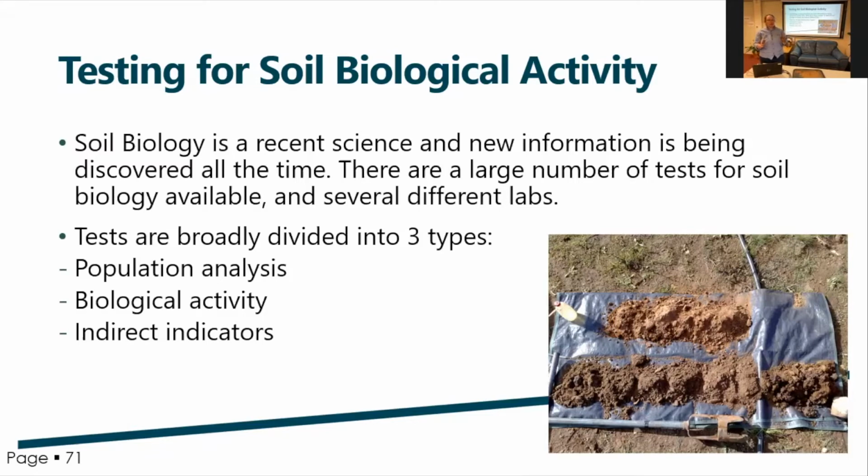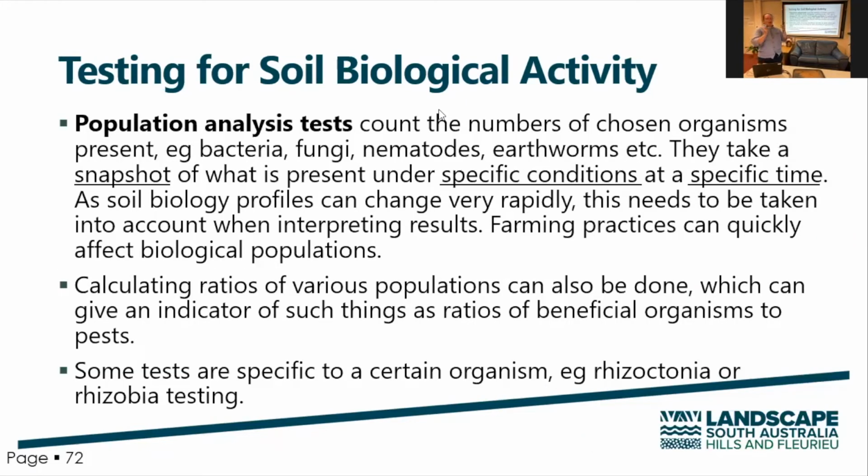There's a lot of different tests available, and there's a number of different labs, and they're all the best. They say so themselves. But broadly speaking, there's three kinds of soil biology tests: population analysis, activity analysis, and indirect indicators. So population analysis tells you how many there are of your chosen organism at a specific time and place. This is things like counting earthworms, sending a soil sample to the lab to have bacterial counts done, etc.